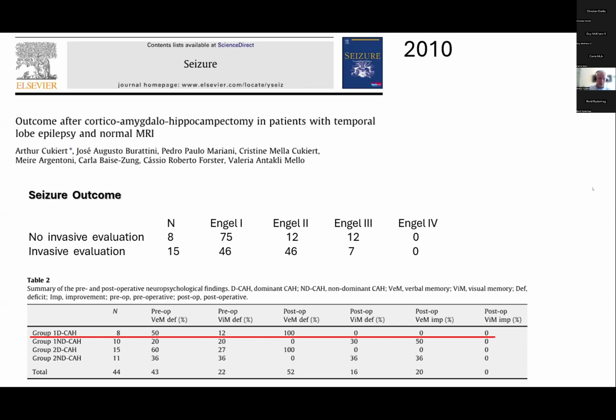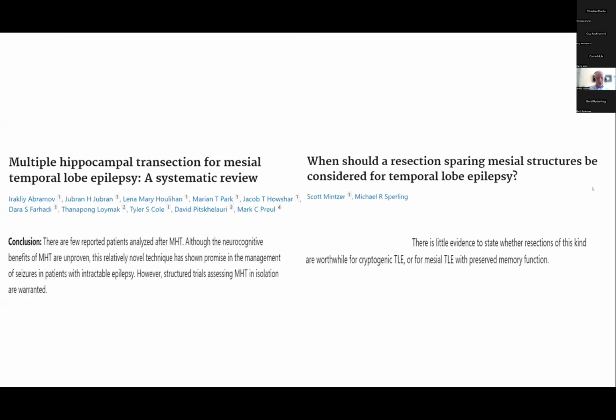And this is not a majority, it is 100%. So from that evaluation on, you can imagine that our bias went towards non-resective procedures in these patient populations, meaning the patients with dominant temporal lobe epilepsy and normal MRI. Just to mention that there are other procedures that try to approach this issue of cognitive decline, but still doing some kind of resection or disconnection. One is multiple hippocampal transections.